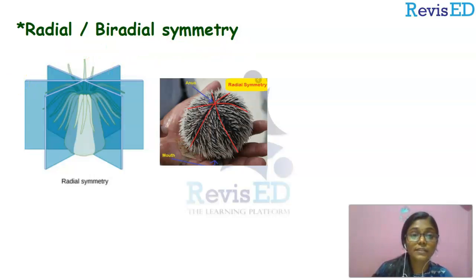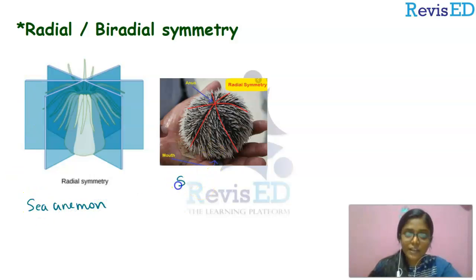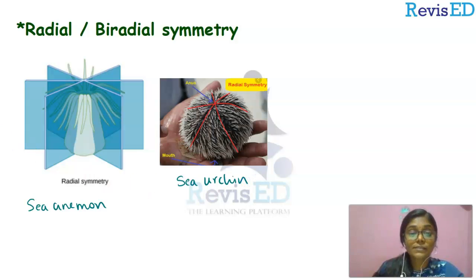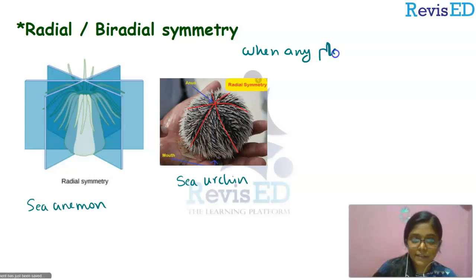And the second category in symmetry is radial or biradial symmetry. In radial symmetry, the first picture is a sea anemone and the second one is a sea urchin. Okay, and in radial symmetry, if we cut the animal through its central axis, we get 2 similar parts, and the plane can be any plane passing through the central axis of the animal. So, as you can see, most of the animals having radial symmetry will be spherical or cylindrical in shape.